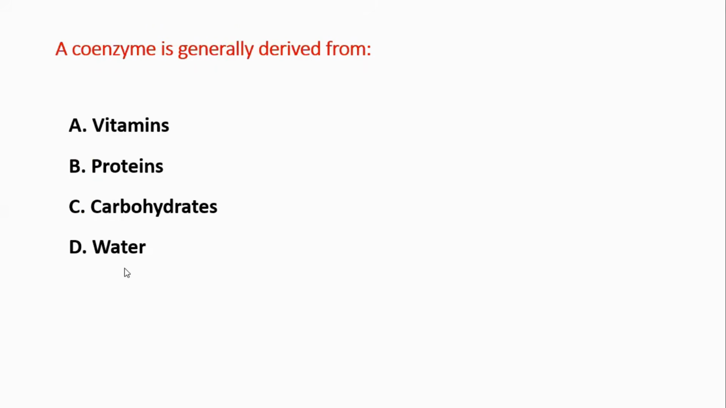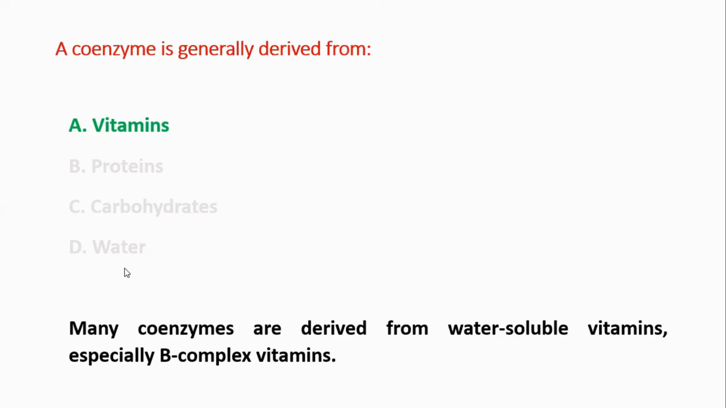A coenzyme is generally derived from vitamins, proteins, carbohydrates, or water. Enzymes often need helpers to function efficiently. These helpers are called coenzymes. But where do most coenzymes come from? Yes, you guessed it right. The right answer is vitamins. Many coenzymes are derived from B complex vitamins.